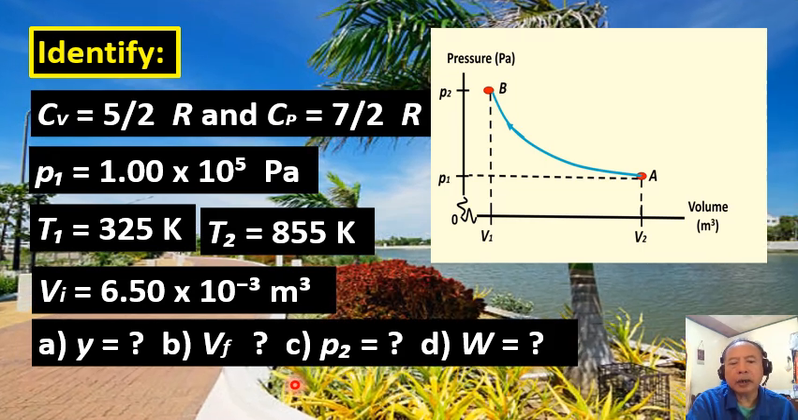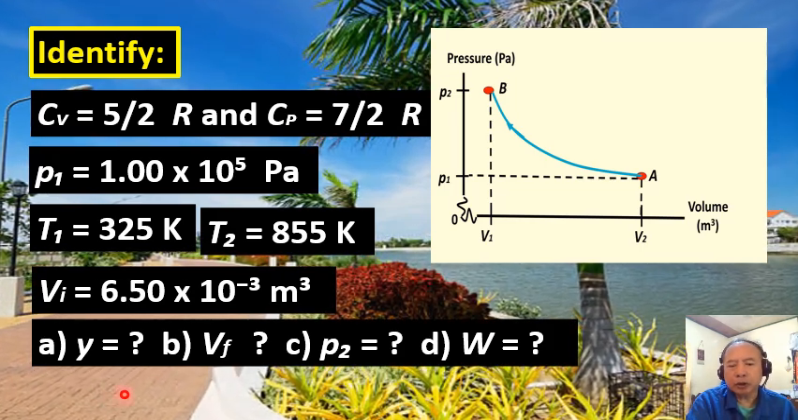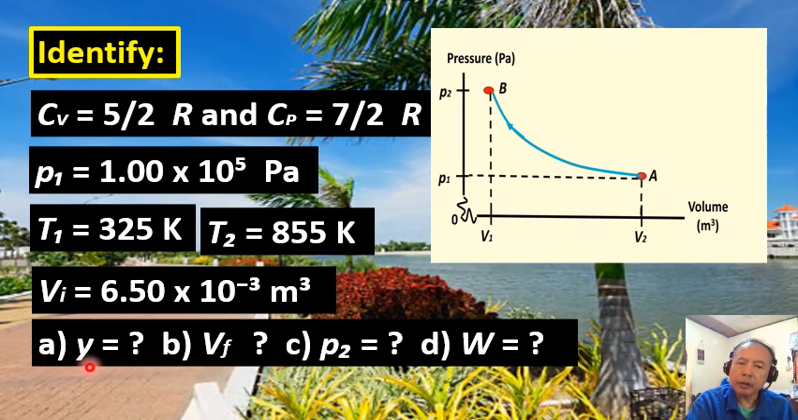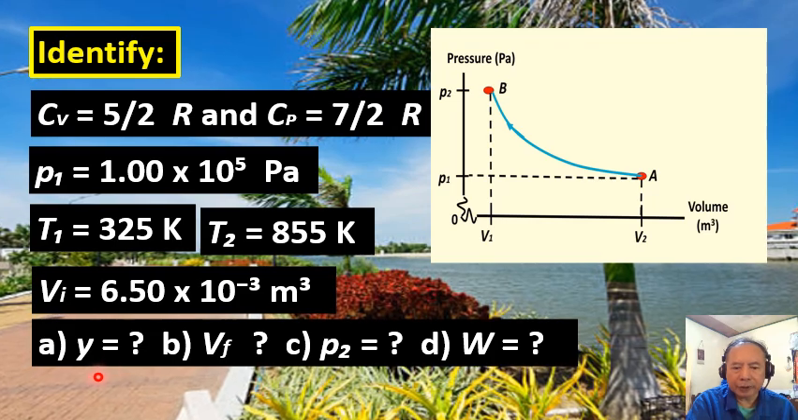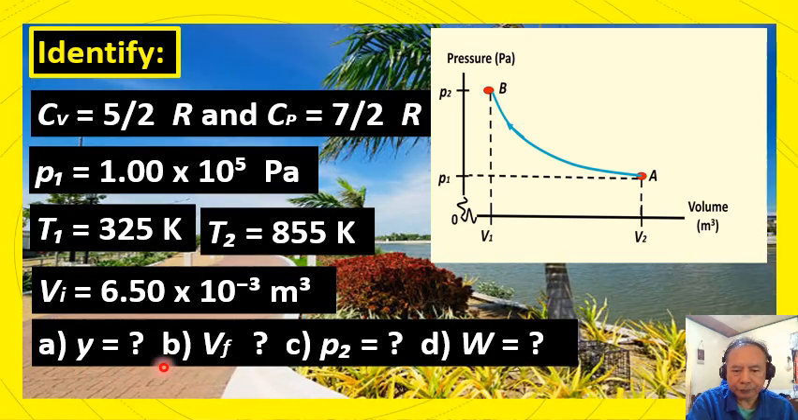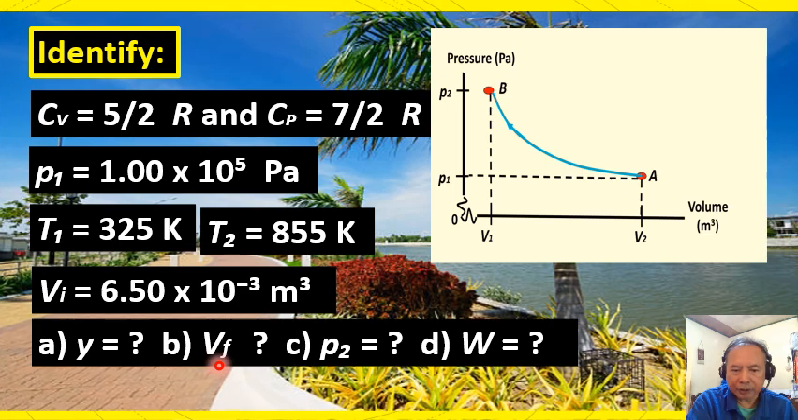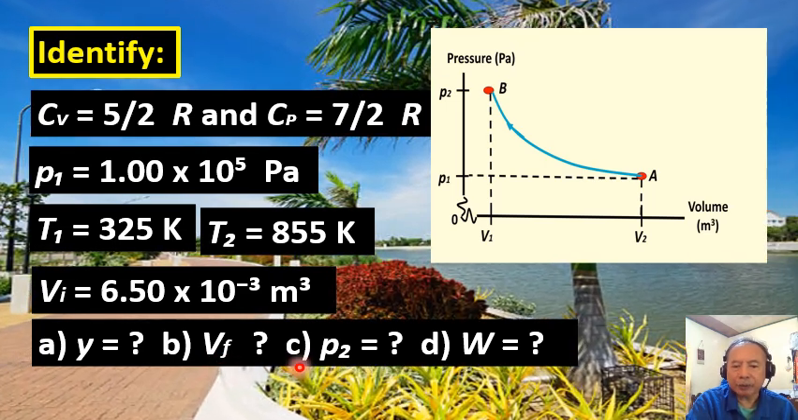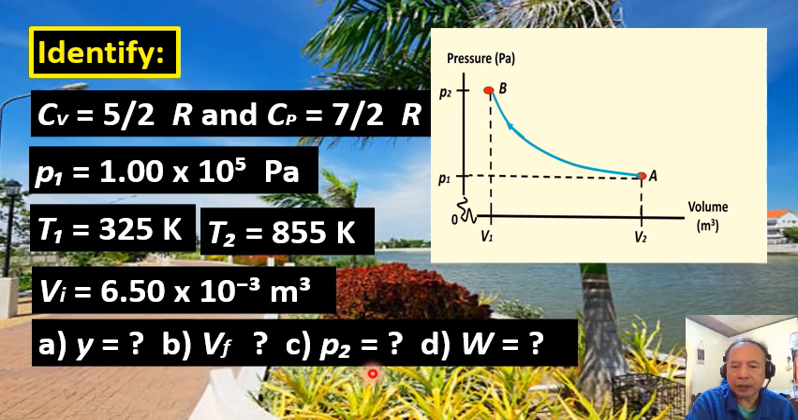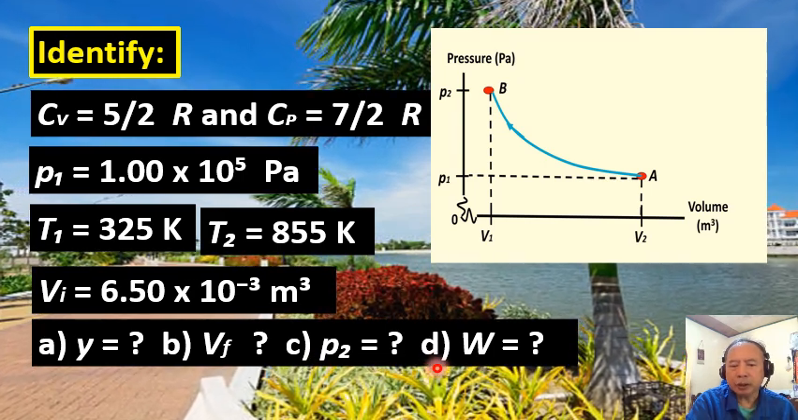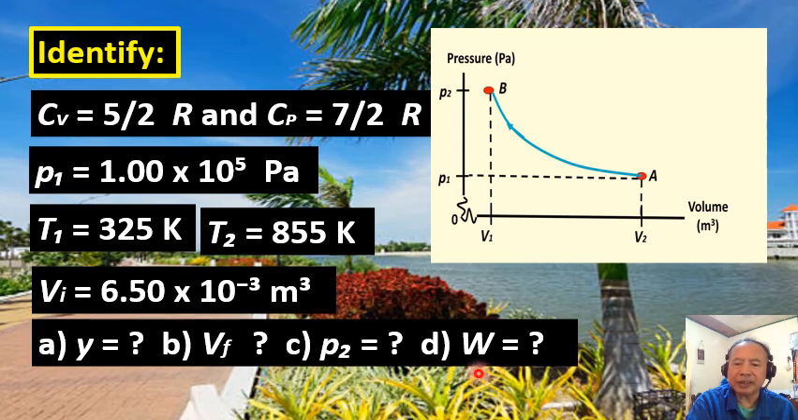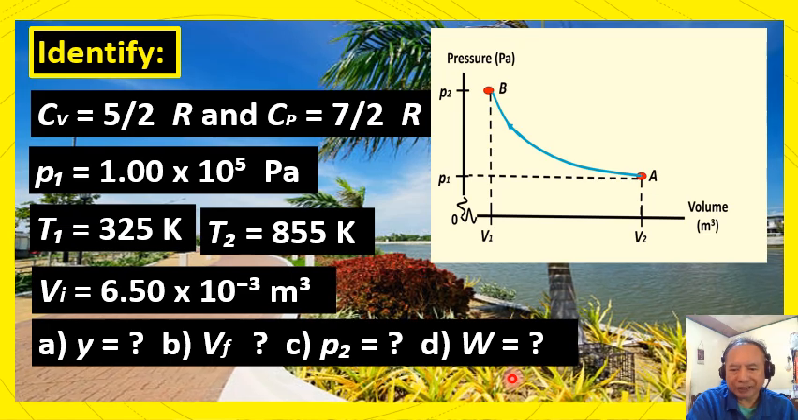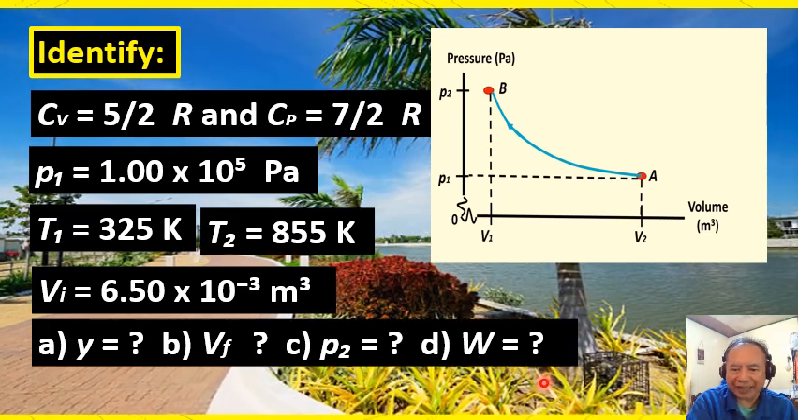And we are asked to determine the following. In part A, what is the value of gamma? In letter B, our target variable is the final volume of the gas. In part C, we are asked to find the final pressure P sub 2. And last but not the least, in part D, we are to determine the work done on the system, or on the gas.